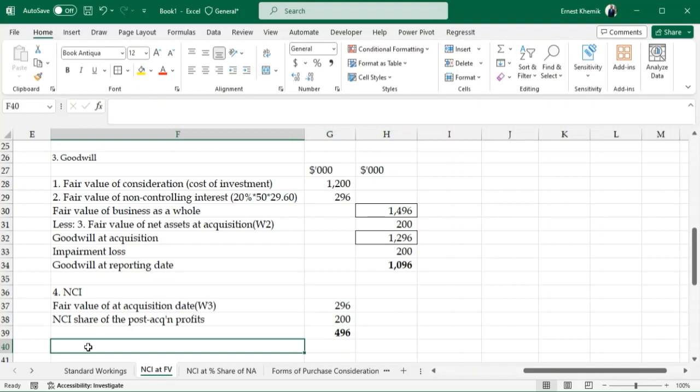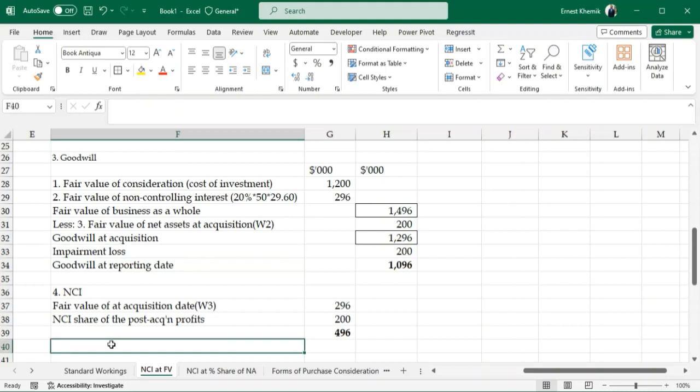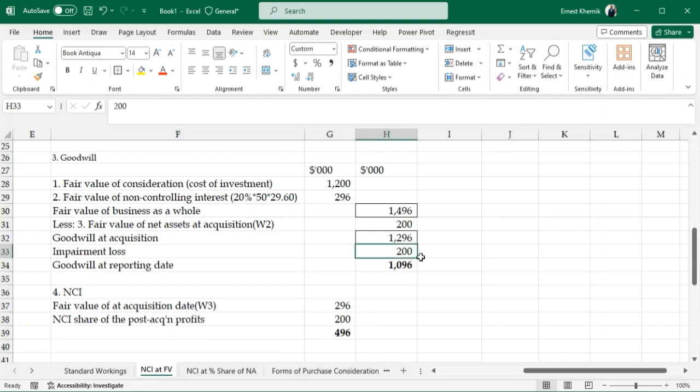We are going to share the NCI impairment loss. There has been an impairment loss here. We are going to share this loss between the non-controlling interest and the group retained earnings. So the non-controlling interest will take its share of this 200 here, and then the parent will also take 80% of this particular 200,000 impairment loss that we have here, because we are measuring the NCI at fair value.